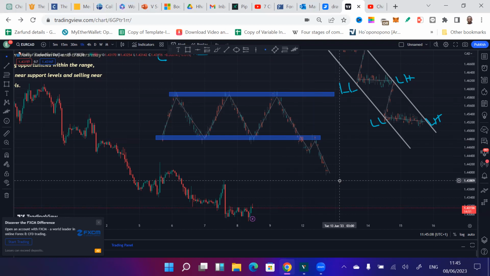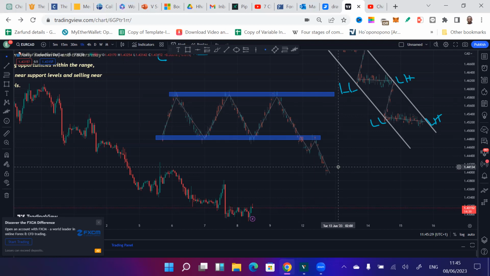If you are someone who is that patient and you want to take a much bigger move in the market, you want to enter more secure trading opportunities in the market. We call them higher probability trades.